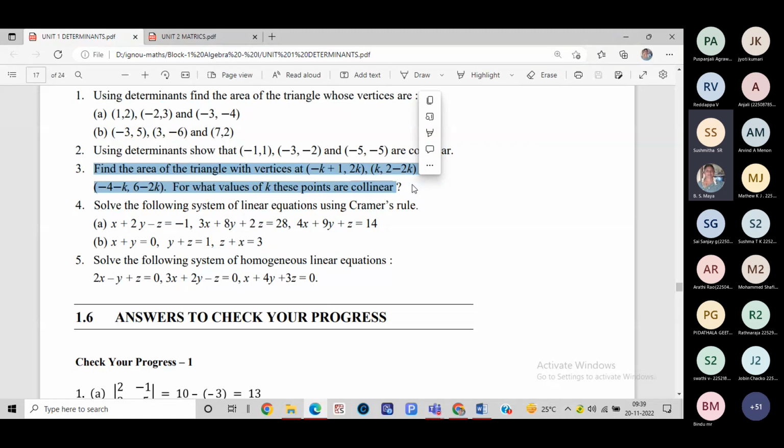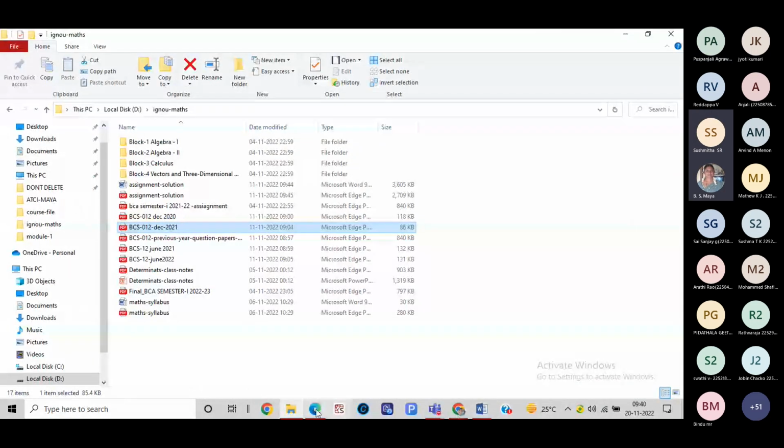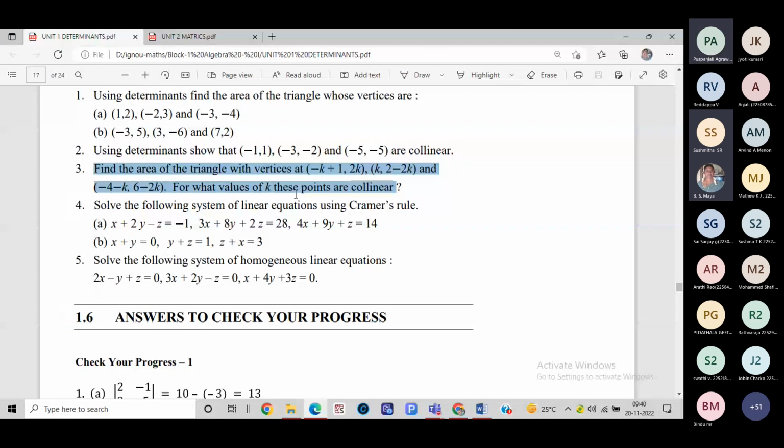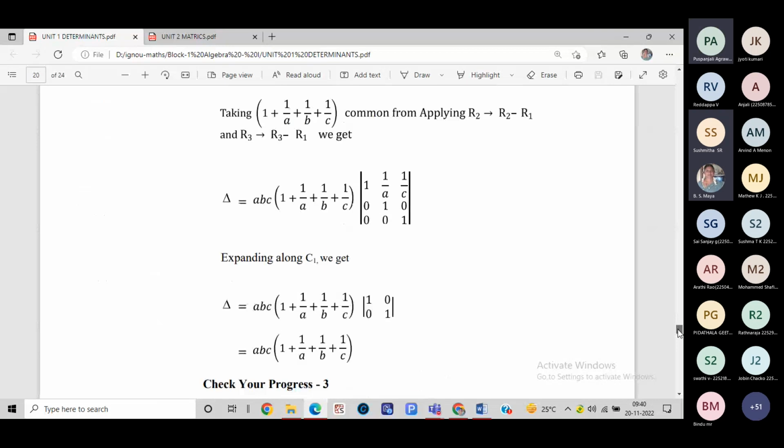Minus k plus 1, 2k, the x1 coordinate. Second one is k and 2 minus 2k. Third one is minus 4 minus k, 6 minus 2k. I'm copying the questions; I want to go to the WordPad. Okay, I copy the questions. Minus k plus 1, 2k; k, 2 minus 2k; minus 4 minus k, 6 minus 2k. Okay, I will go back to that WordPad now.